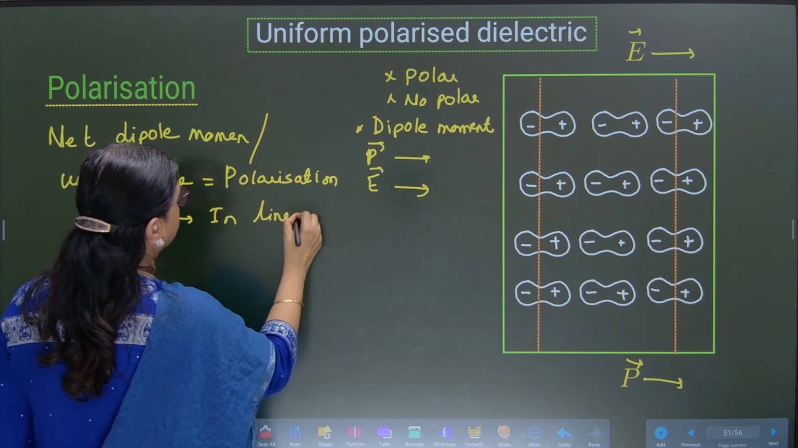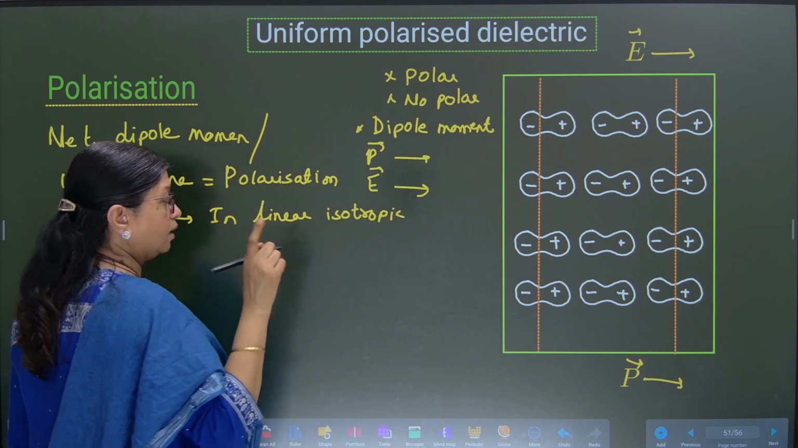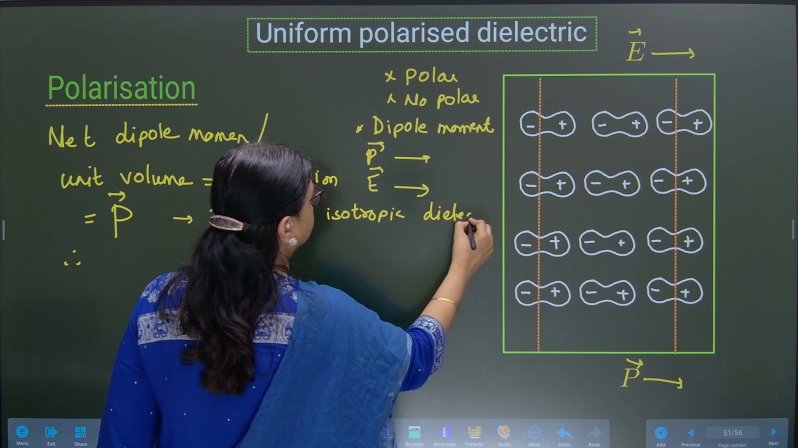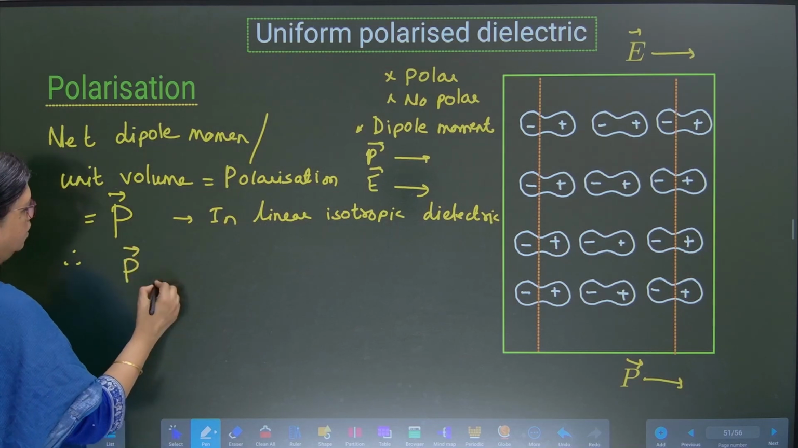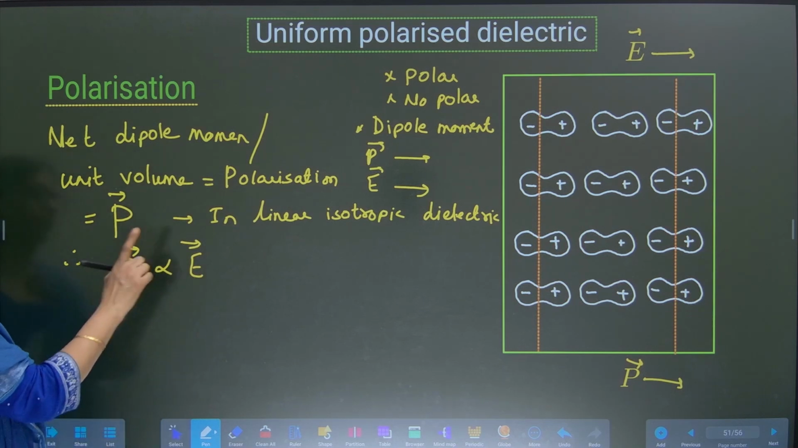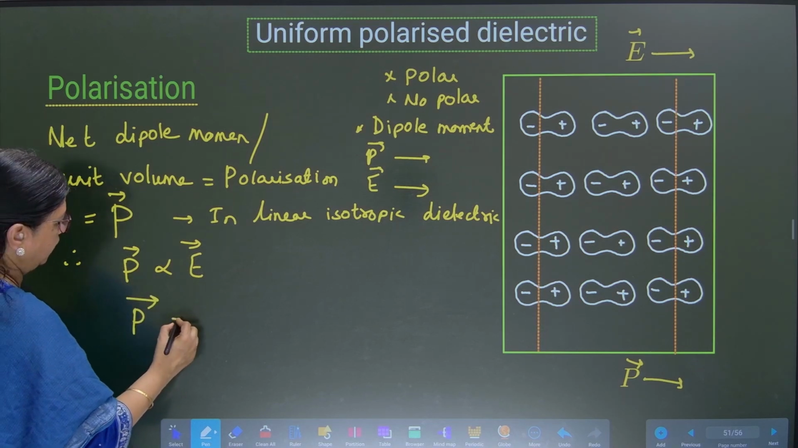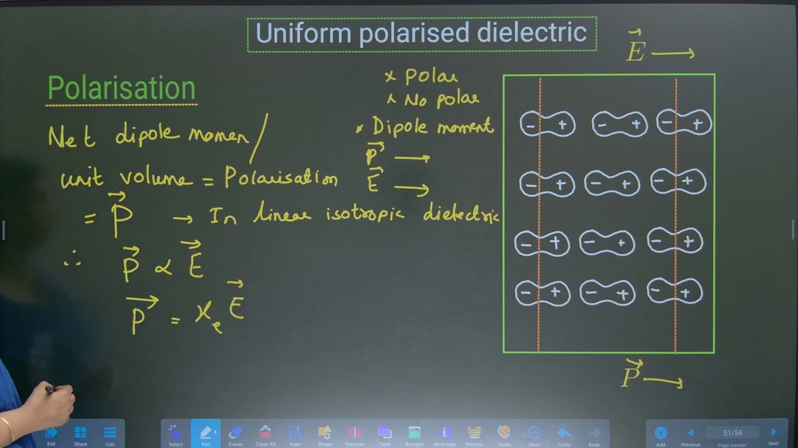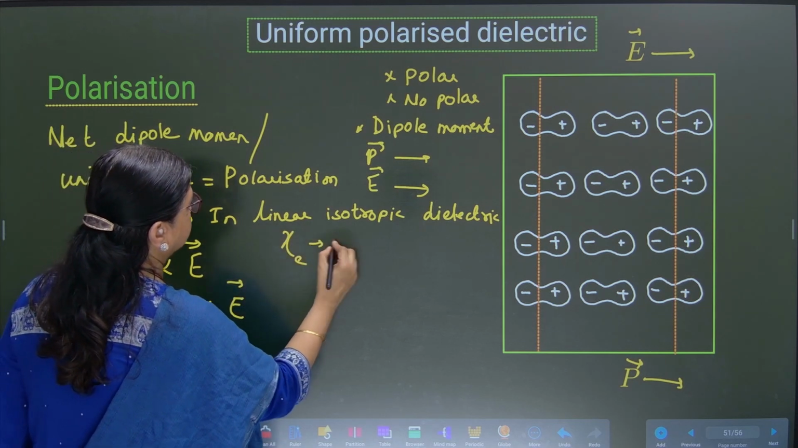Okay, therefore, in a linear isotropic dielectric, which we already discussed in the previous page, a dielectric where polarization is directly proportional to electric field, we can write polarization, this is capital P, is equal to chi E into E, where chi E is a constant.